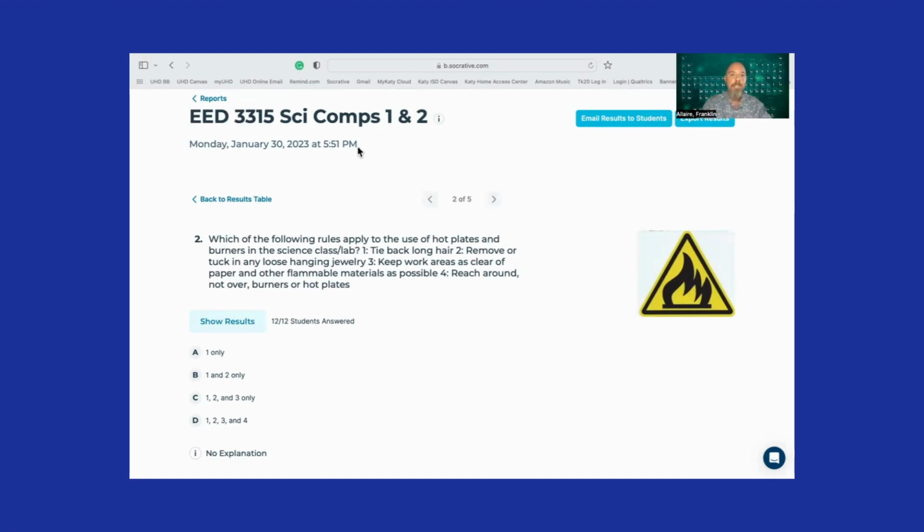And so the correct answer for this one is going to be the letter D, because all of these are very important rules to think about in terms of the safe use of hot plates and burners in your class.